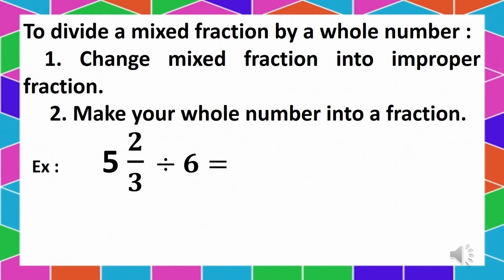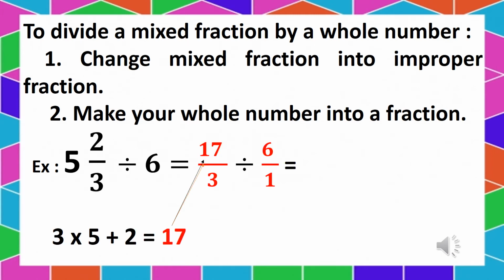So the second rule is make your whole number into a fraction. So let's apply the first step now. Let's now apply the rules in dividing a mixed fraction by a whole number. According to rule number 1, change the mixed fraction into an improper fraction. So 5 and 2/3, we will have to change this into an improper fraction. We multiply the denominator of 3 to the whole number. We have 3 times 5, so we have 15. We will add the numerator, which is 2. We have 17. So our fraction will now be 17 over 3.